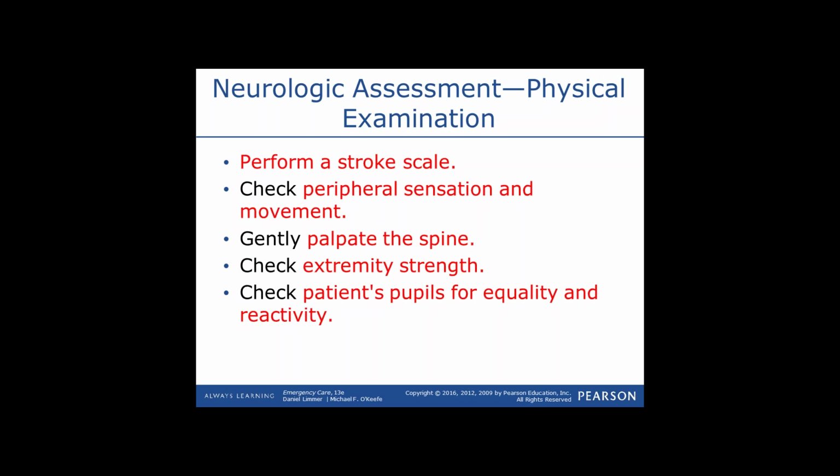So what else? With neurological, so we got stroke, right? Peripheral sensation and movement. Can you move your fingers? Can you feel your fingers and toes? Make sense? You're going to gently palpate the spine. You're going to rule out trauma. Make sense? Extremity strength. Are they equal grips or not? Okay? And then you're going to check their pupils. Okay? This is all just for if you think this is a brain problem. Make sense?